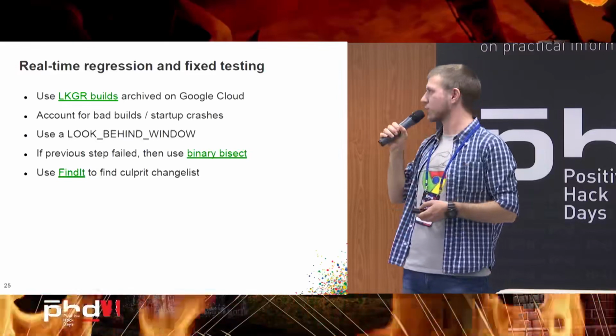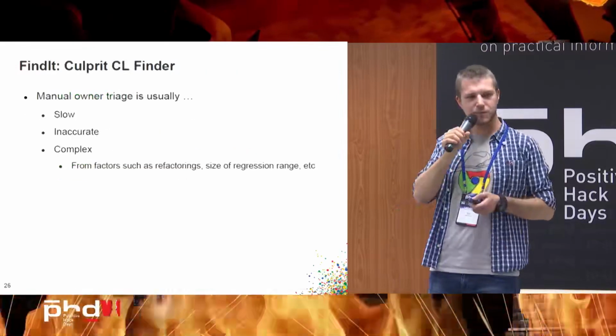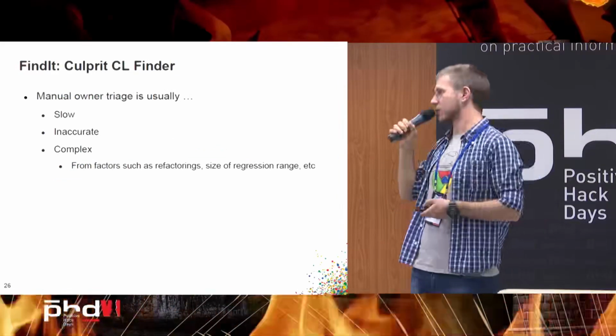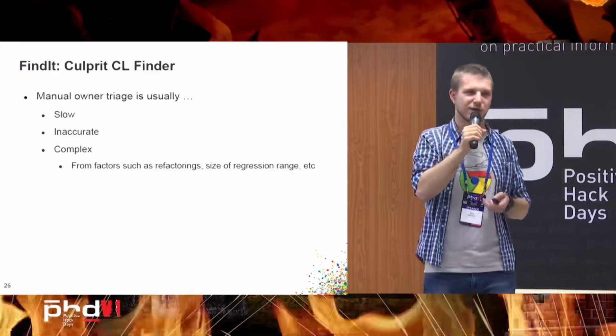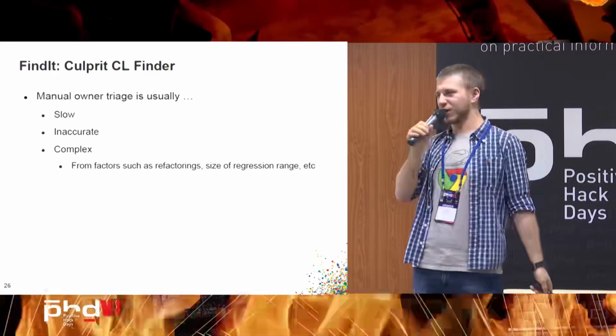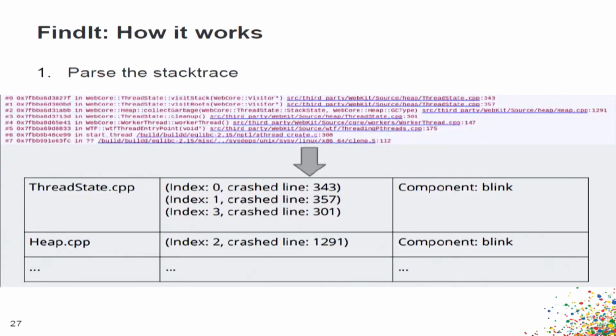And Findit is a very useful function to find culprit changes. Well, in our browser we have 10 million lines of code, so it could be very difficult to identify the owner, so to speak. And who should we assign this bug to?